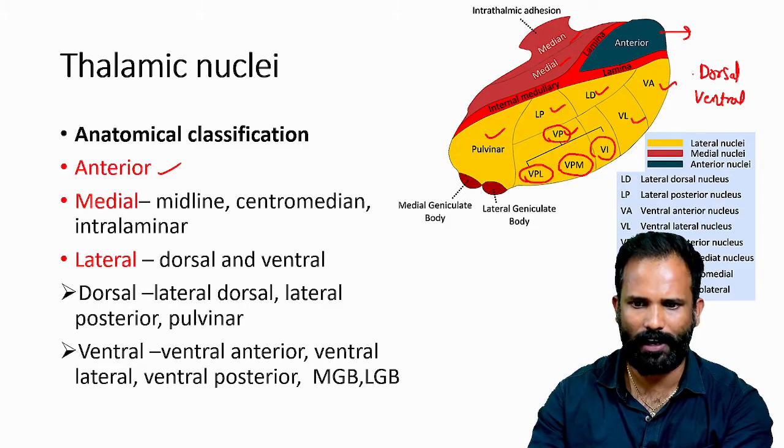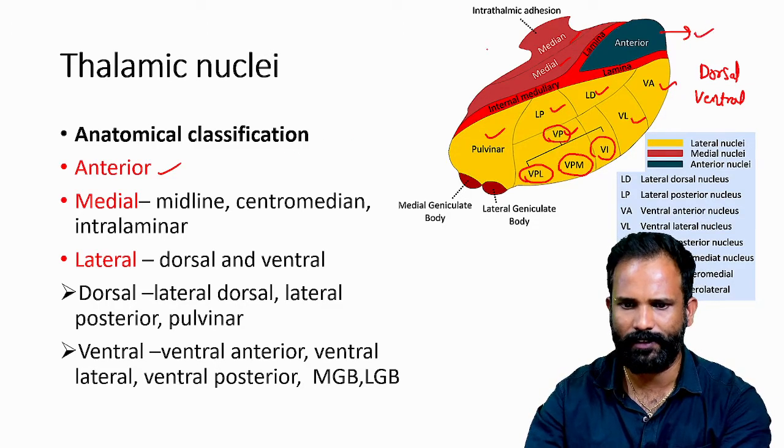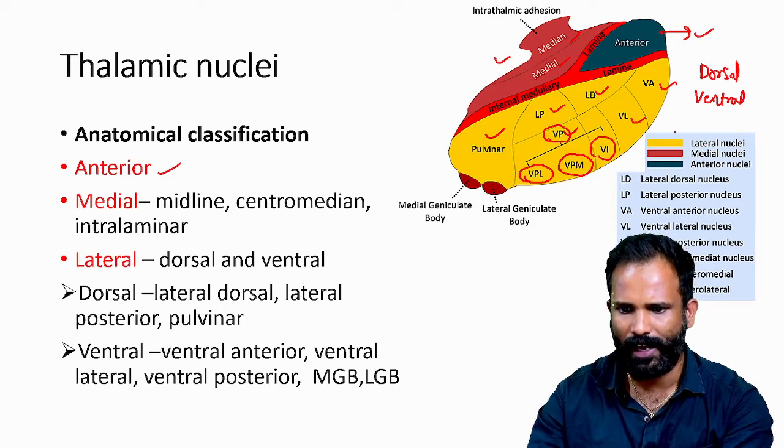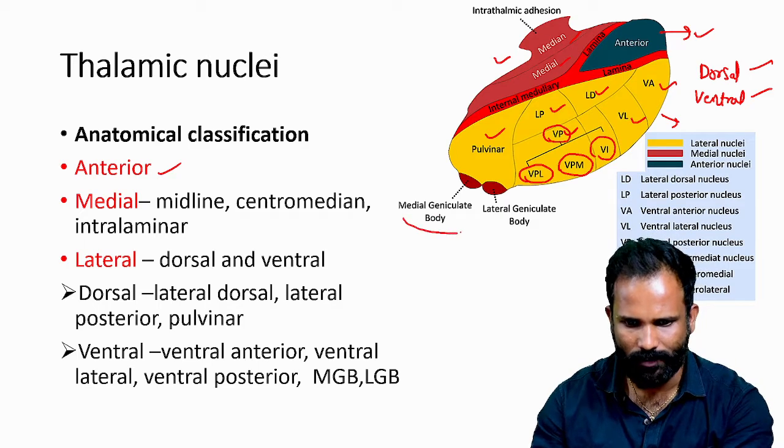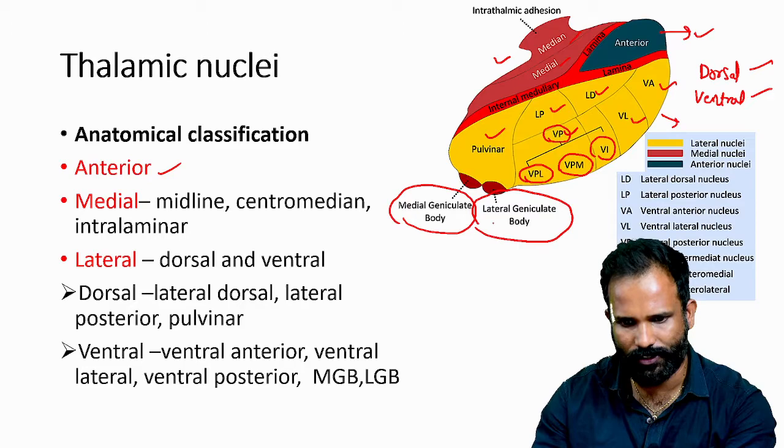So I will be repeating. One is anterior, another one is medial, another one is lateral. Lateral is again dorsal and ventral. Dorsal has lateral dorsal, lateral posterior, pulvinar. Other than that, we have the medial geniculate body and the lateral geniculate body.